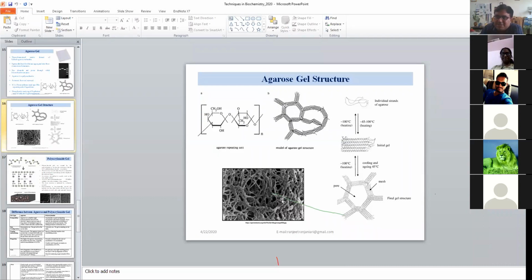So this is the scanning electron microscopy of the gel. This is the repeating unit called agarobiose. This is the model of the pore size. This is the form of agarose, and when you heat it at 100 degrees Celsius with the buffer, first an initial gel forms, and then upon cooling, it polymerizes into this structure and size. So this is agarose gel, which is very popularly used in the lab on a routine basis.